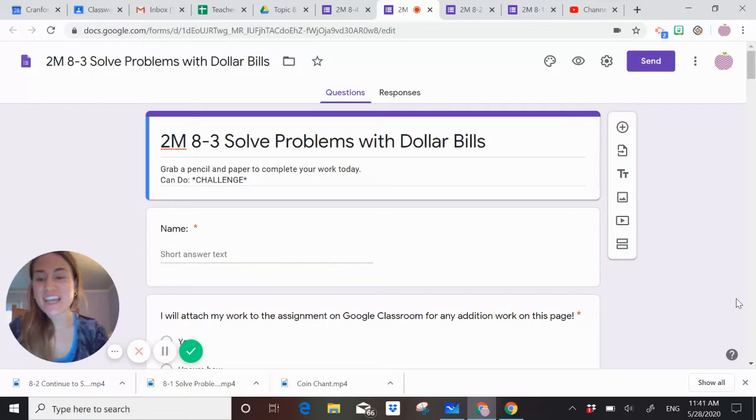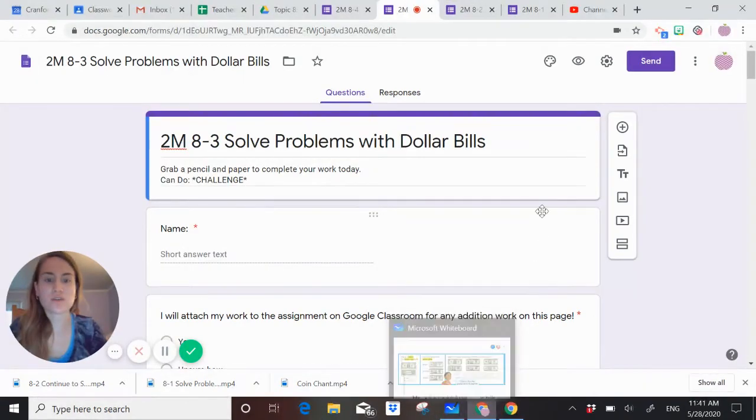Hi friends, so today you are going to be solving problems with just dollar bills. And this is sort of addition within 100 or even 1,000 in disguise. So this is adding up dollar bills and knowing how to do that accurately. So we are solving problems with dollar bills today.